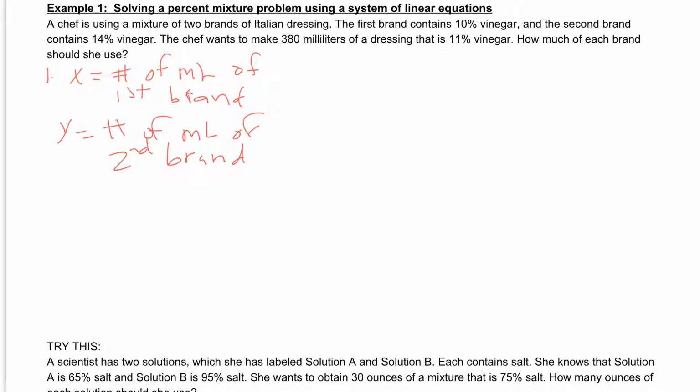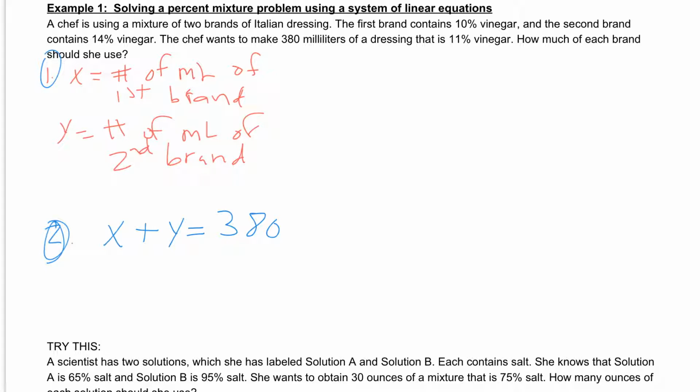The second thing that we need to do is set up our system of equations. So there's part 1, part 2. Now, if we take a look at what we know, the chef is using a mixture of 2 brands of Italian dressing. The first brand contains 10% vinegar, the second 14%. But all in total, the chef wants to make 380 milliliters of dressing. So if this is the number of milliliters of the first brand, and this is the number of the second brand, and we want to make 380 altogether, we can add those up. x plus y has to equal the total number of milliliters, which is 380.